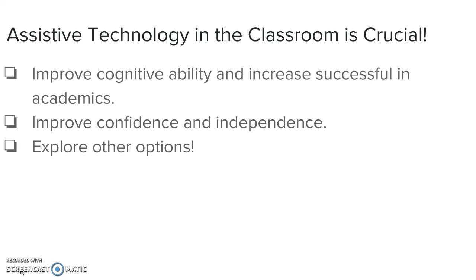So as you can see, assistive technology for reading and writing is beneficial and crucial for students, especially with special needs, to be successful in their academics. These interventions will help a student gain confidence and become more independent. This is only the surface, and make sure you explore all other options because each student learns at a different rate.